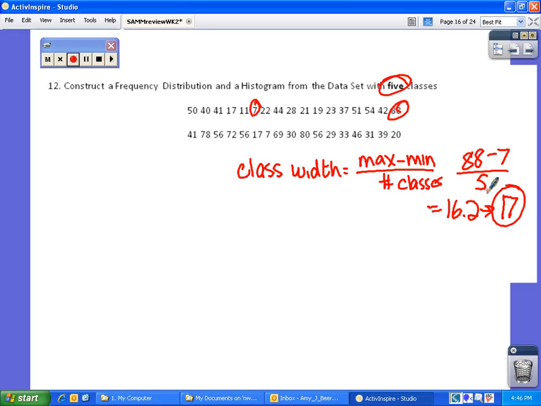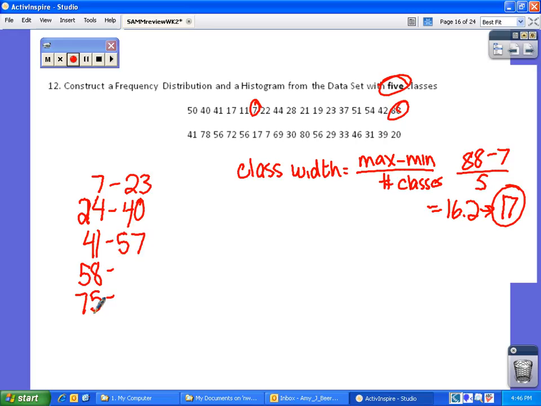Next, you start with your minimum number, and along the side, you go up by your class width each time. So 7 plus 17 is 24, plus 17 is 41, plus 17 is 58, plus 17 is 75. Now I want these to be ranges, so this will be 7 to 23, 24 to 40, 41 to 57, and 58 to 74. The last one, just add 17. This will be 75 to 91.